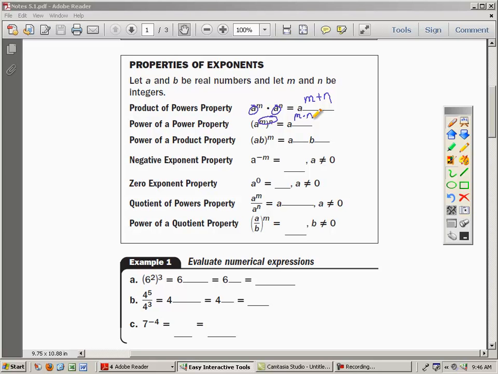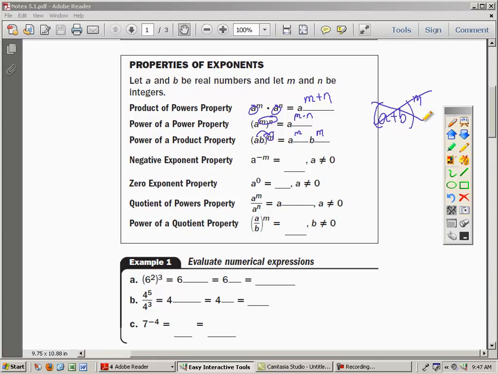The power of a product property says that if this is a times b, both being raised to the m power, effectively that's a to the m power and b also to the m power. Now, it's not exactly the distributive property, but it kind of looks like it because both things in here get a power of m. Once again, it's not the distributive property. This is not what we would do if I had the sum, for example, a plus b to the m power. This is no good. We would not do it that way.